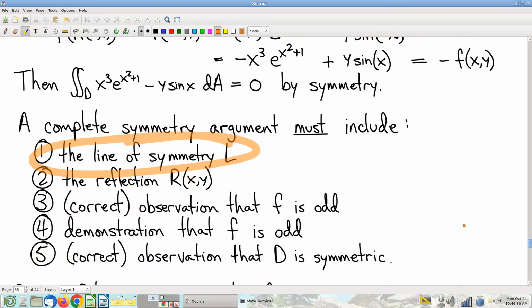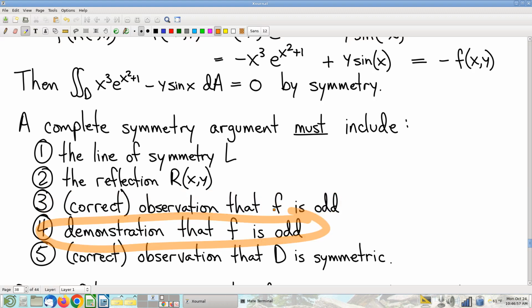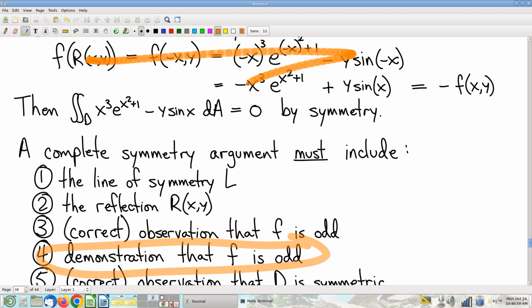You've got to give me the formula for the reflection. That's unavoidably important in the argument itself and proving the oddness. You need to state, and be correct, that the function is odd. You can't just assert something that's not true, obviously. But you've got to actually put down on the page that, hey, I claim this function is odd. Even more than that, you have to actually give me that demonstration. So that's this right here. You've got to show that the function is odd. That is not obvious, and needs to be demonstrated algebraically.